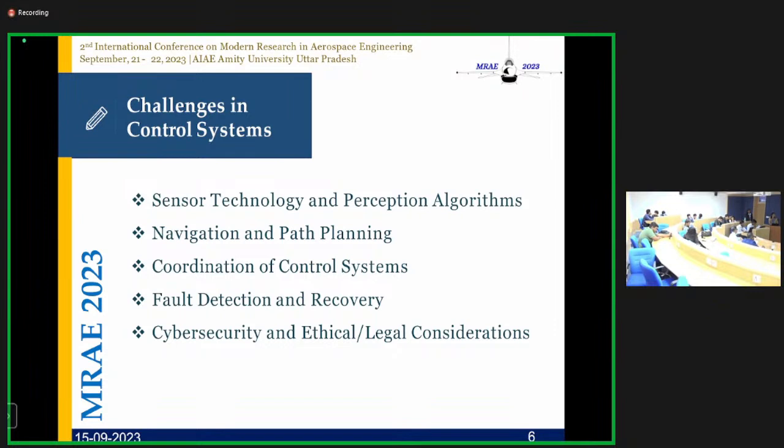Then there is cybersecurity and ethical and legal consideration. With the rise of UAVs, cybersecurity is paramount. We must protect control systems against unauthorized access. So there is an algorithm in our UAVs that it should move back to home if someone tries to hack it. Things are moving forward in this direction, but still there are some hiccups.